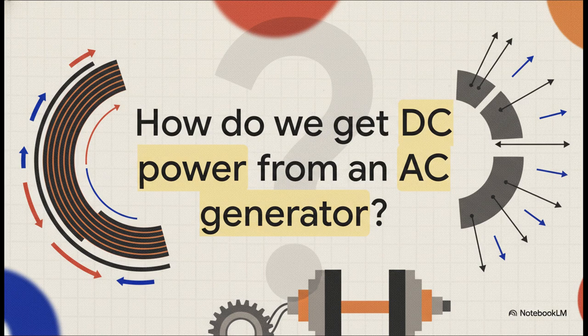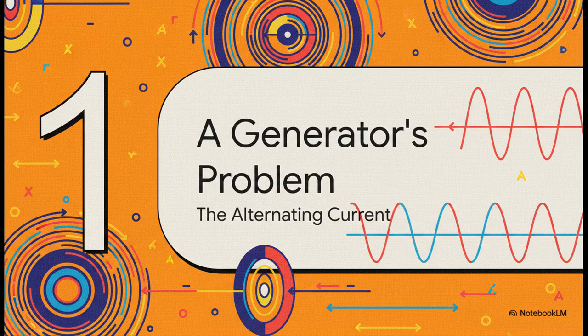So the question is, how do you take a current that wants to alternate and force it to march in a straight line? To really appreciate just how genius the solution is, we first have to get to the root of the problem itself. Let's take a quick look at why a simple spinning generator spits out that back and forth current in the first place. It's all about the physics of just spinning around.